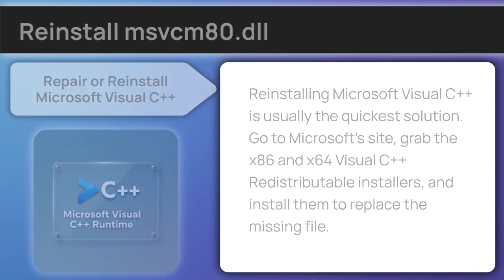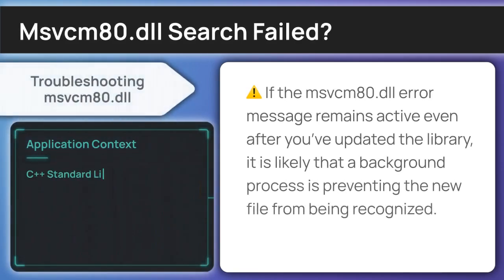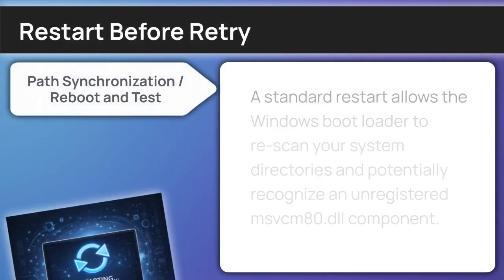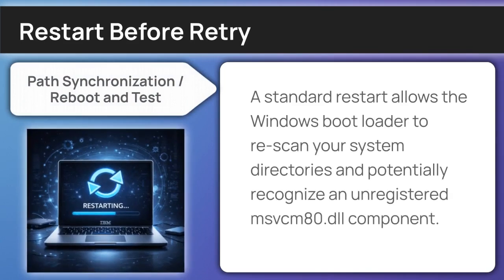When a standard software refresh isn't enough, we need to bypass the automated installers and look at manual system state resets. A full system restart ensures that no background processes are currently locking the Microsoft Visual C++ Managed Library 80 file. A fresh boot allows Windows to reinitialize its library map from a clean state.